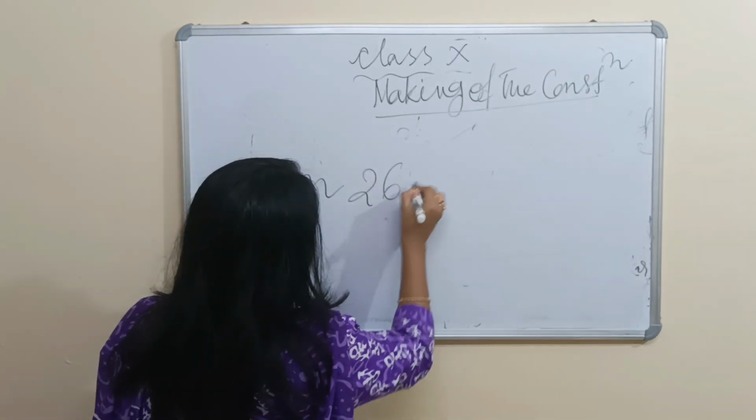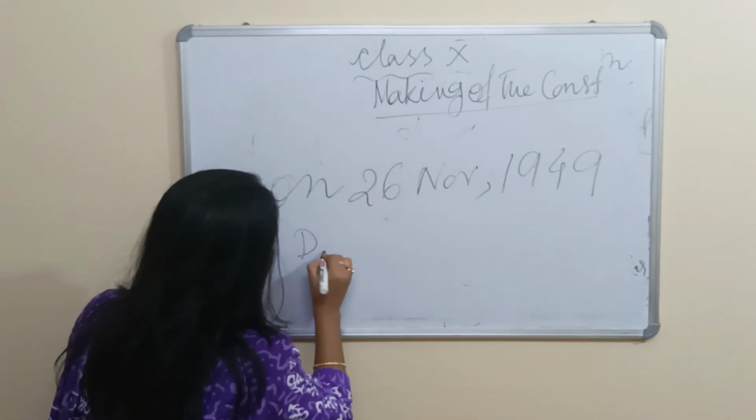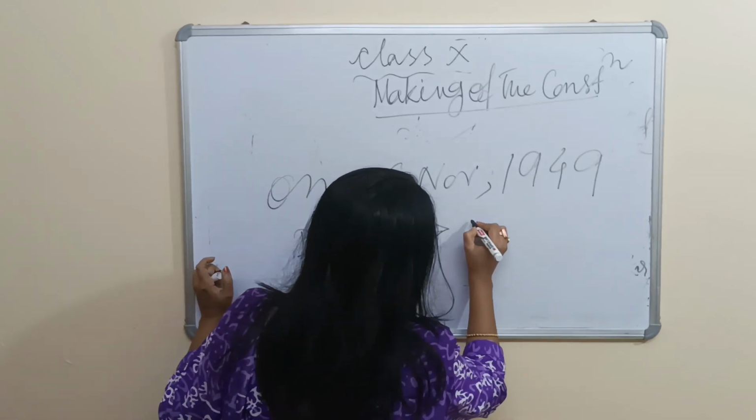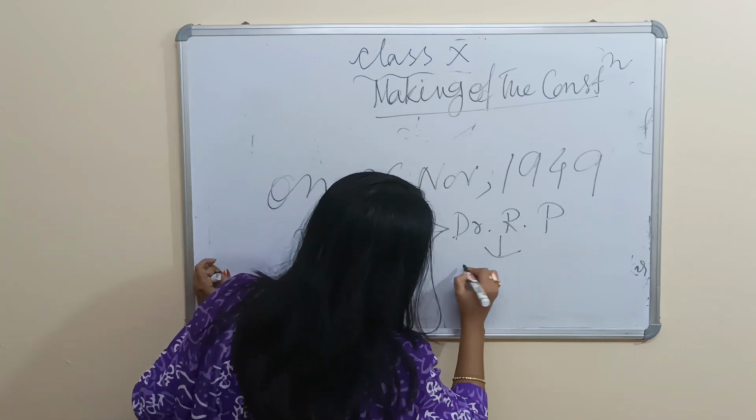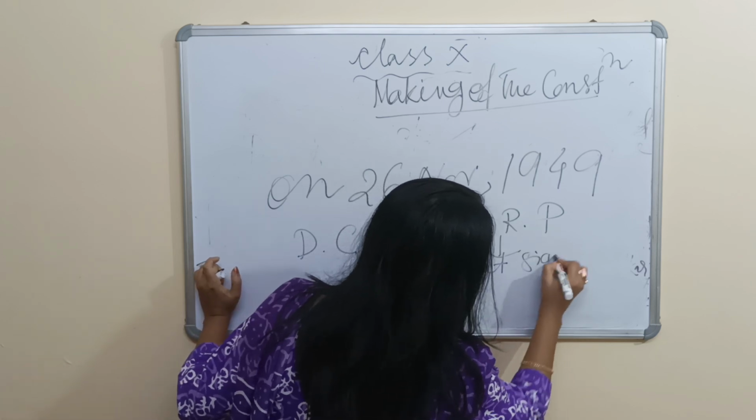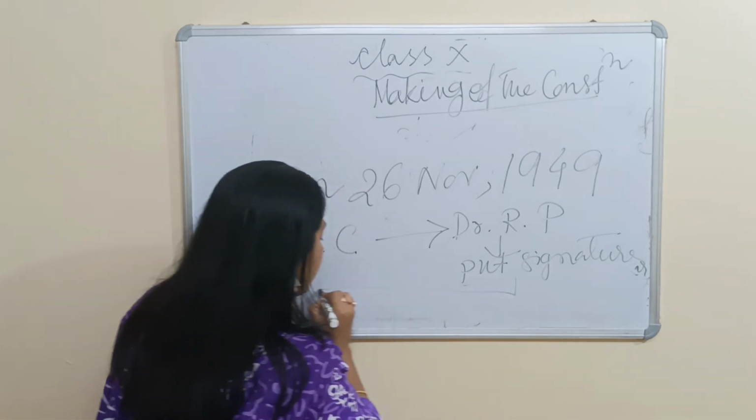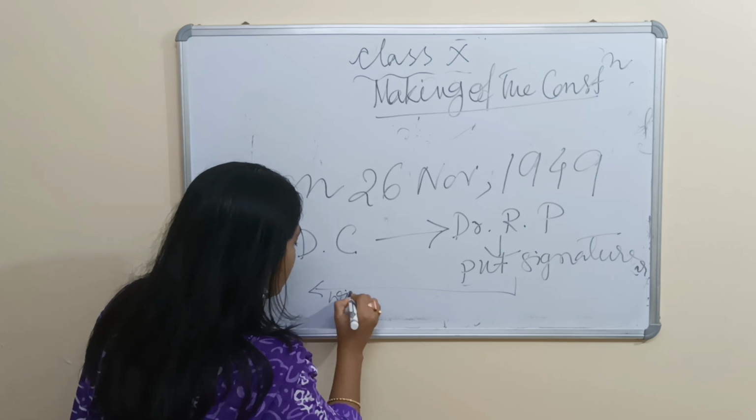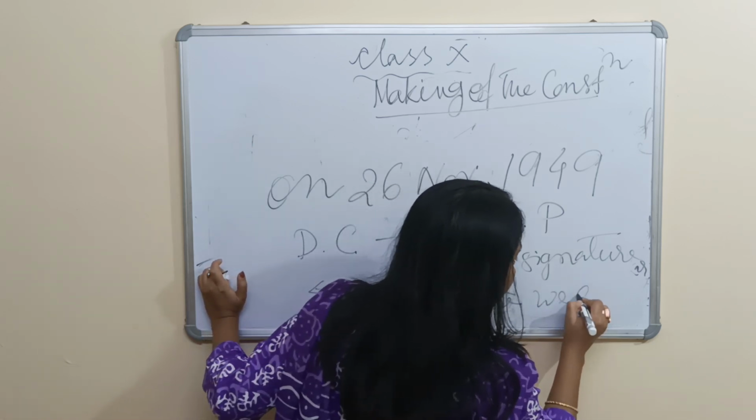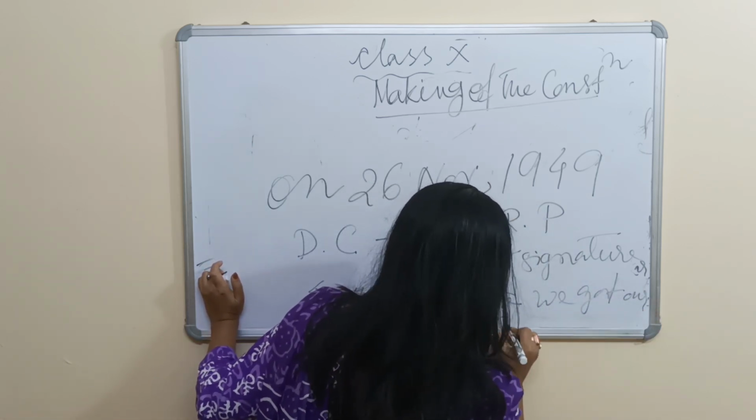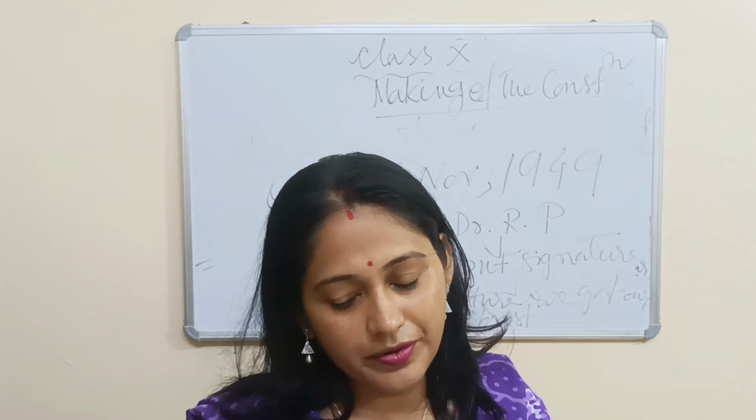So on 26 November 1949, the drafting committee gave the constitution to Dr. Rajendra Prasad, and he put his signature on that day. With his signature, we got our constitution. That means the formation of the constitution was completed here.